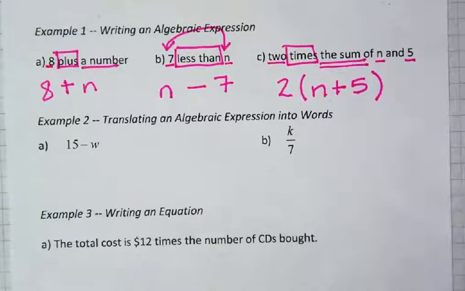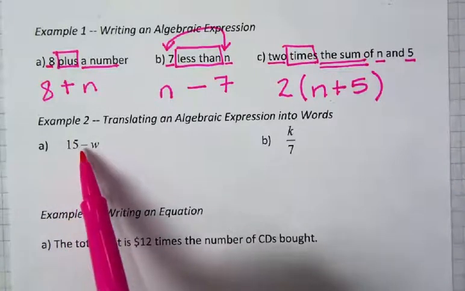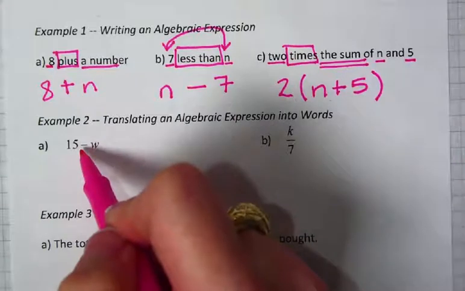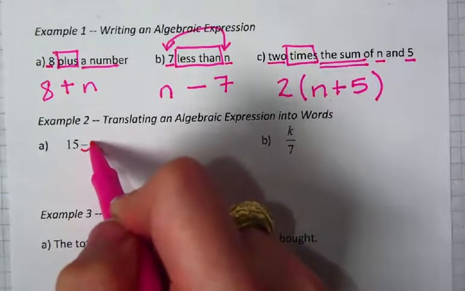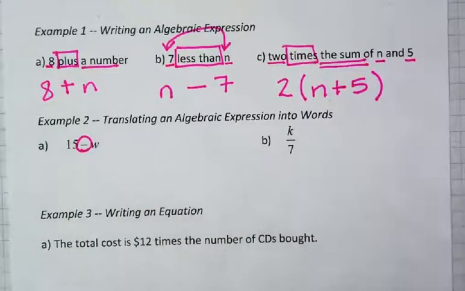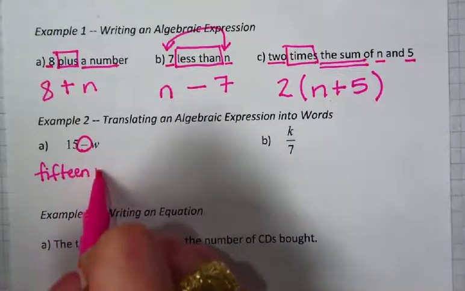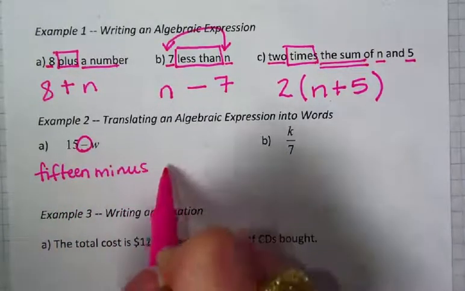Now example 2, we're just going the opposite direction. There's actually lots of different possible answers that you could have for this. So letter A, I've got 15 minus W. What I want to do is pick some type of English word for this subtraction symbol. If I go look at my Words Into Math, what might be another word that I use for that subtraction symbol? Maybe we use minus. I actually already said that. So I could say 15 minus W.